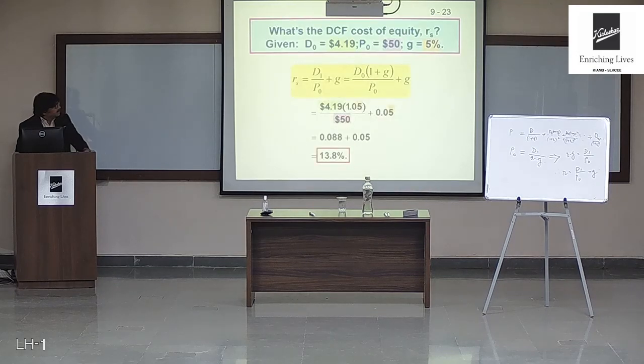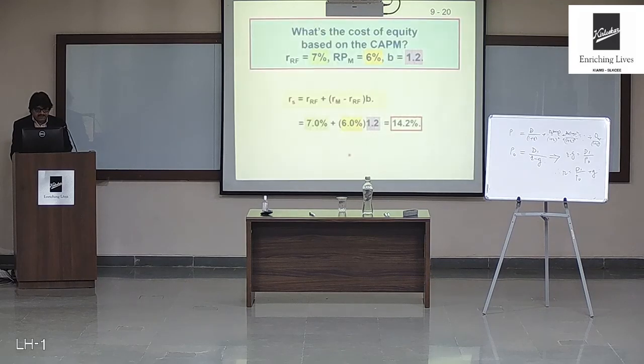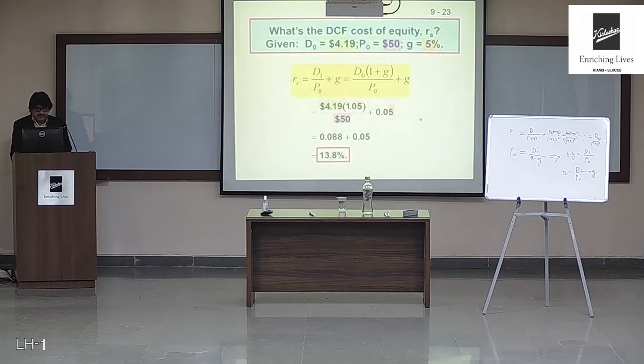If you use the dividend discount model, the DCF method, and apply this equation, then you can see that using the 5% growth here, P0 being 50, and the dividend in the beginning being 4.19, therefore 1.05 is the growth rate on the dividend, and we get the answer of 13.8%. So you have seen that the cost of equity using the CAPM model is 14.2%, whereas using the DCF method it is 13.8%. So there is a difference in the cost of equity when it is calculated using two different formulas.